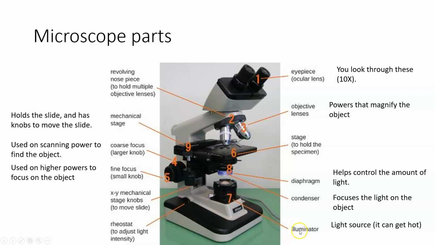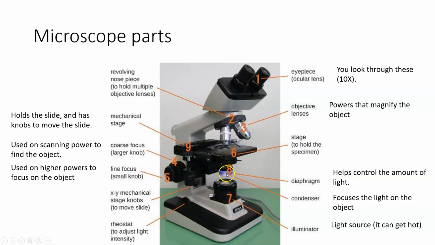Number 7, your illuminator, is just your light source. The only note that I really have for you guys there is it can get really hot. 2 ramifications for that. 1, don't touch it. You can burn yourself. But 2, the longer you leave a slide on your microscope, the more likely you are to dry out your slide if you're doing a wet mount, or flat out kill the organisms that are on there, because that light is just so hot coming from down the bottom.